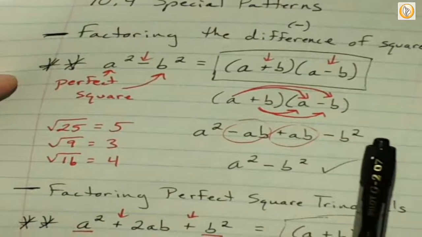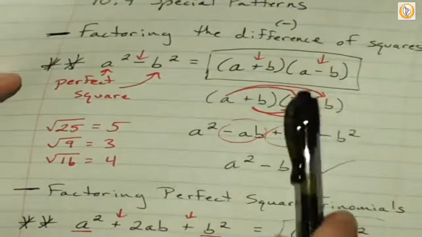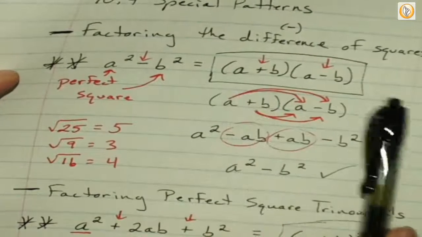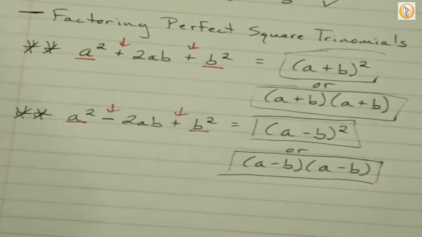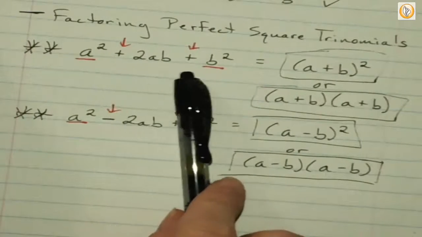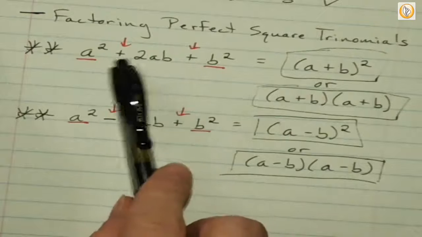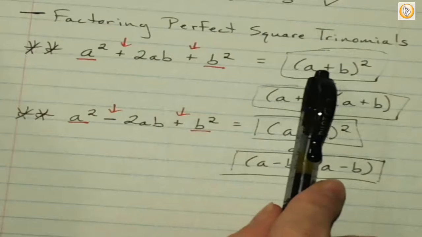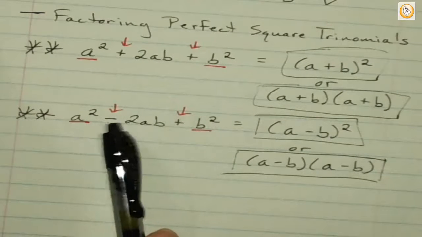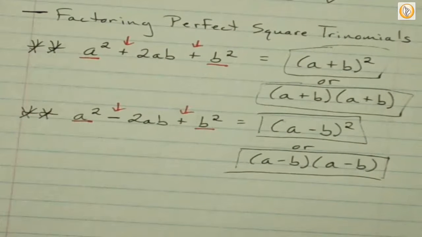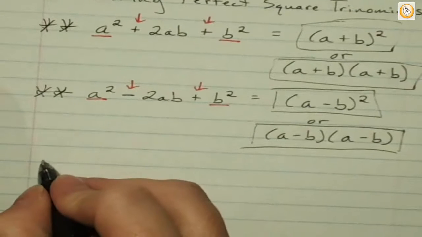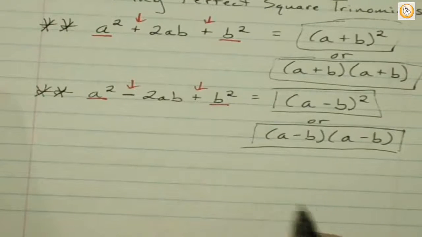Y'all don't get what I'm saying? There's going to be actual numbers there, guys, not a and b. Just make sure you understand. If it looks like either one of these, but this has two plus signs, here's your answer. This has a minus and a plus, here's your answer. Any questions? Let's do examples.